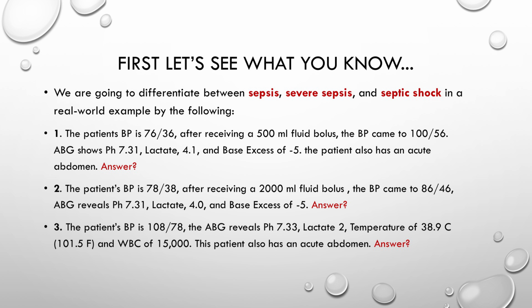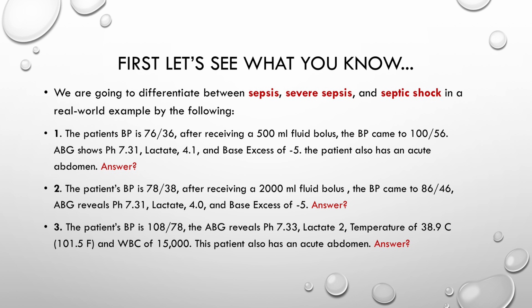First, let's see what you know. We're going to differentiate between sepsis, severe sepsis, and septic shock in a real-world example. Number 1, the patient's blood pressure is 76/36. After receiving a 500 ml fluid bolus, the BP came to 100/56, so it was responsive to fluids. The ABG shows 7.31, an elevated lactate at 4.1, a base excess of -5, and the patient has an acute abdomen. So what's your answer for that? You can pause the video if you need more time.